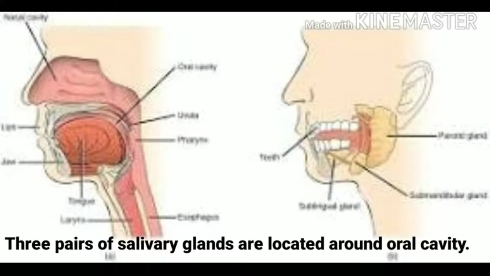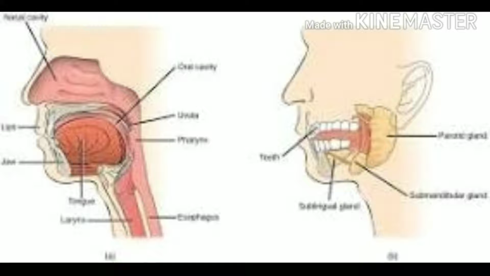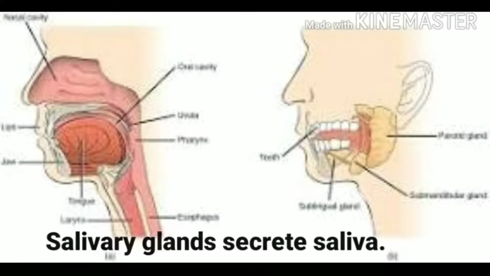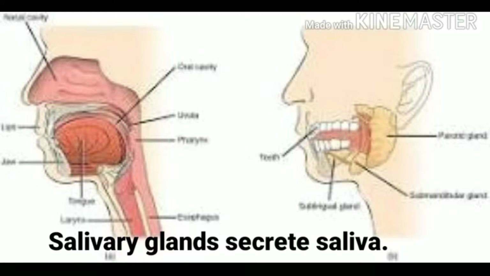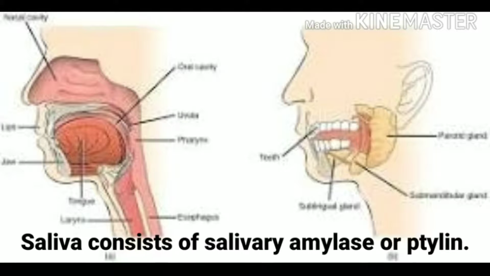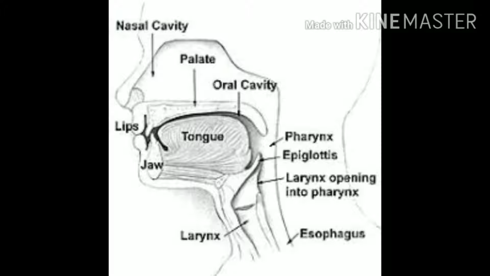2 pairs of the salivary glands are located on either side of the jaw and below the tongue, and 1 pair is located in the palate. These salivary glands secrete saliva, which contains salivary amylase or ptyalin. Salivary amylase or ptyalin is an enzyme. It helps in the breakdown of carbohydrates. In our mouth, the tongue helps in mixing the food and pushing it into the next part. The lower jaw also helps in the whole process.